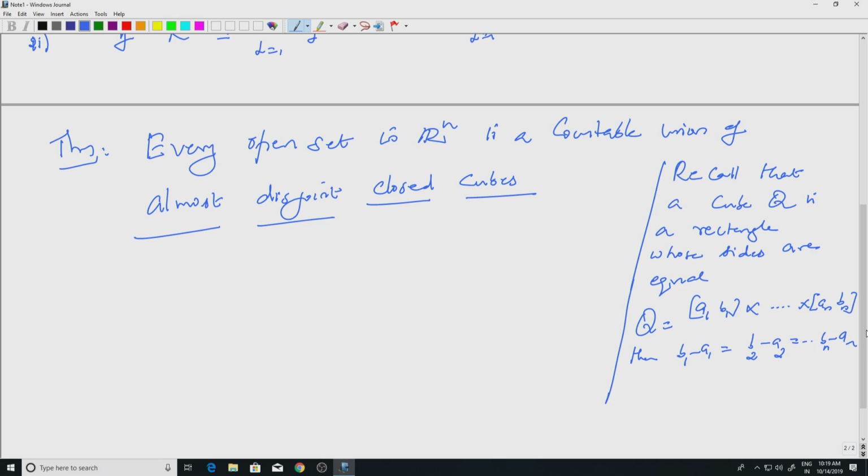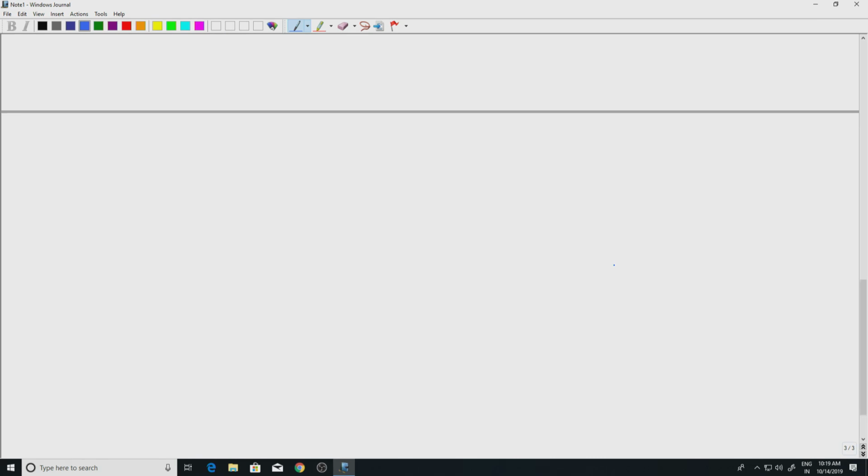So this is something which we proved. Every open set in Rn is a countable union of almost disjoint closed cubes. This is something which we will use at some point of time. We will use this theorem later. As of now we do not need this, so we will just keep it as it is. So let us take the first significant step. As I was mentioning earlier, we define outer measure.